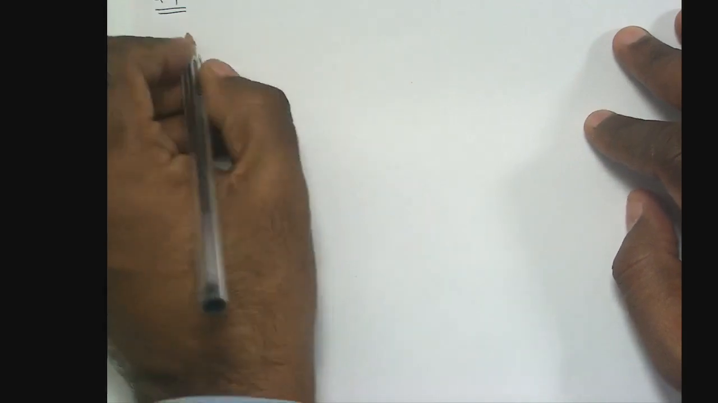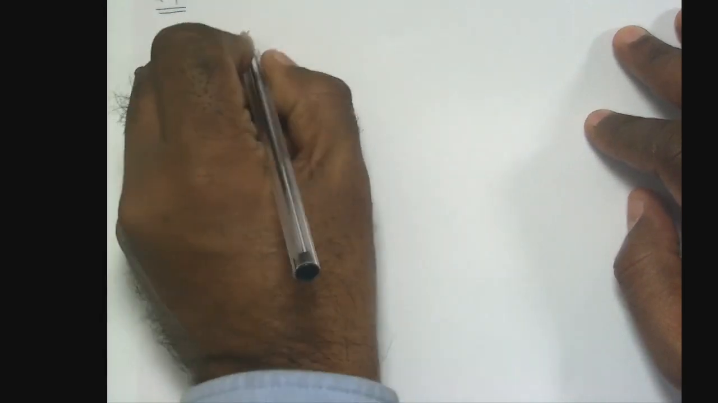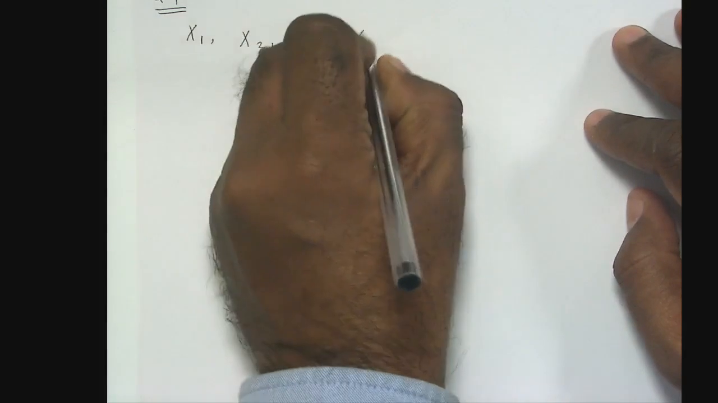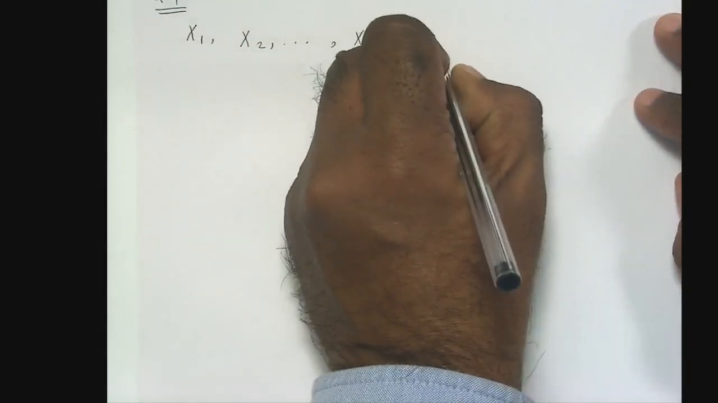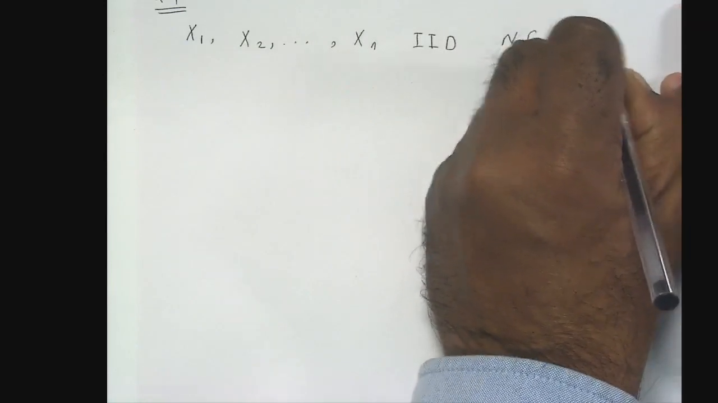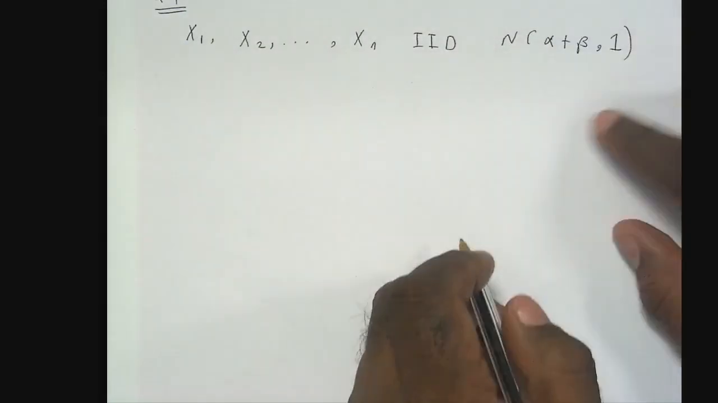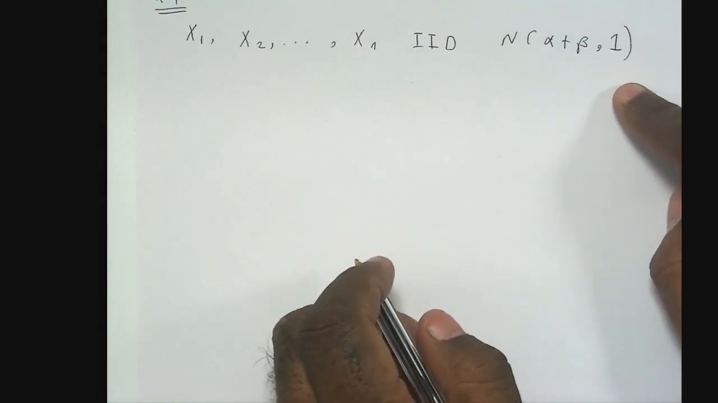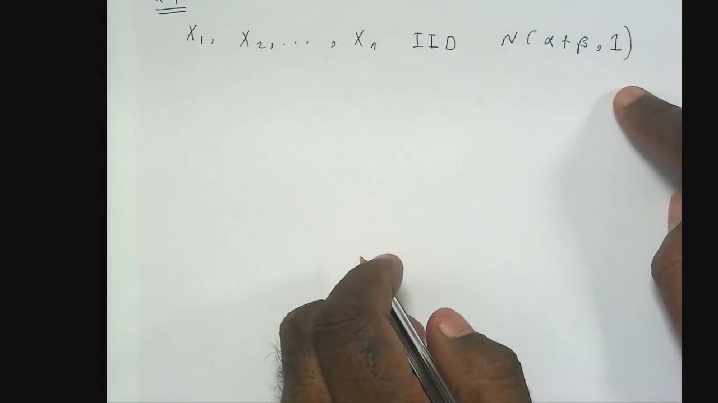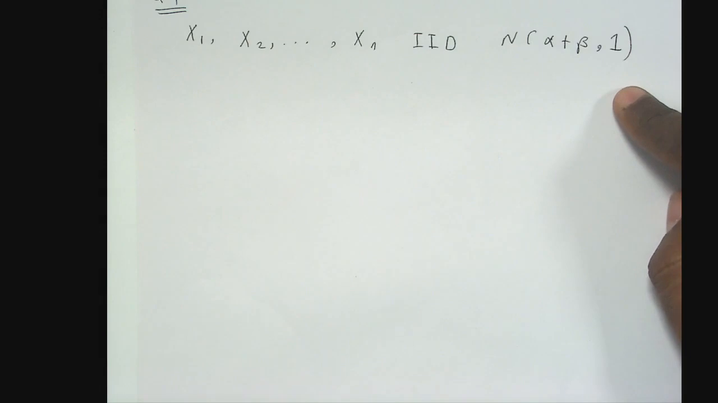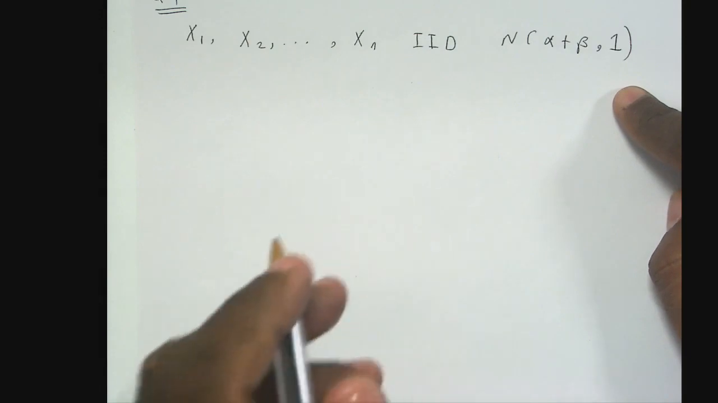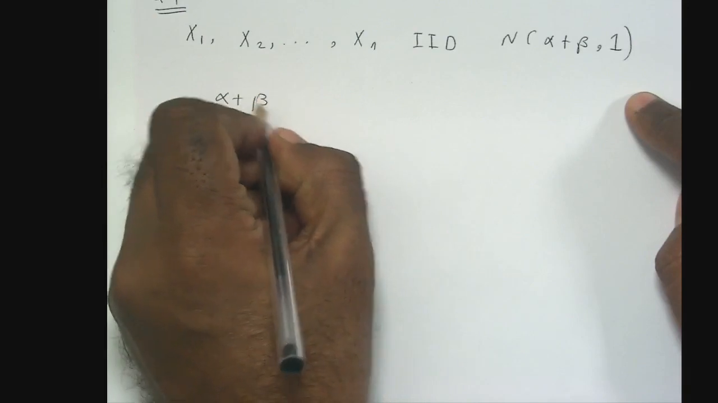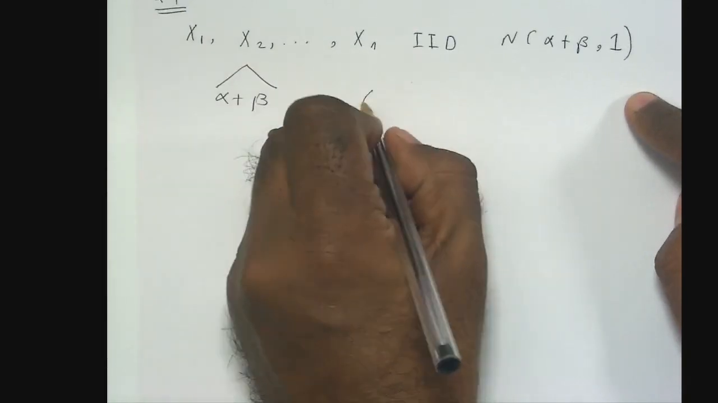Okay, so you have 2 random samples. The first random sample is from a normal distribution with parameters: the mean equal to alpha plus beta and the variance equal to 1. Right now, if you remember from the lectures, guys, if you have a random sample from a normal distribution, the MLE for the mean parameter is equal to the sample mean.